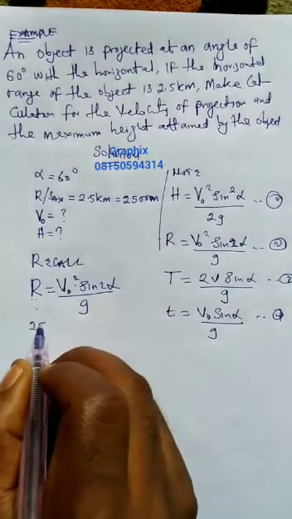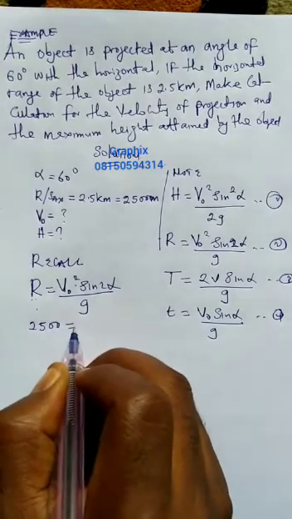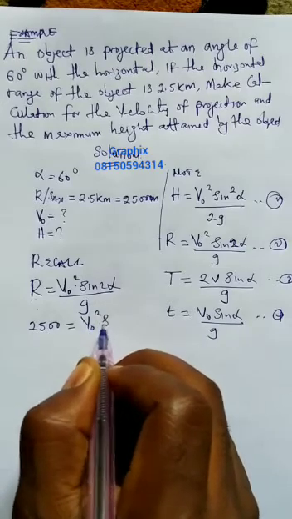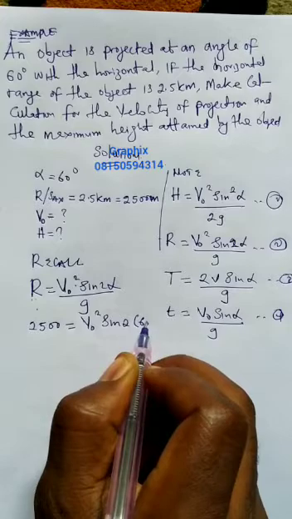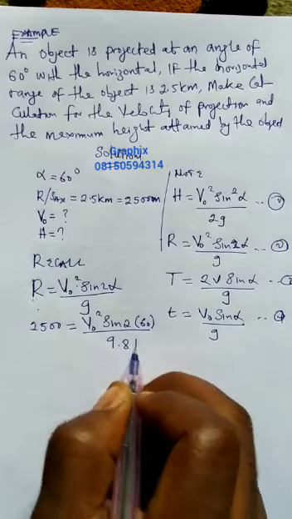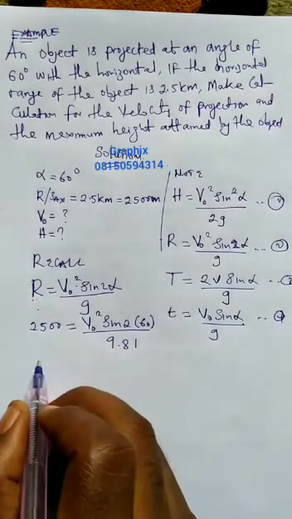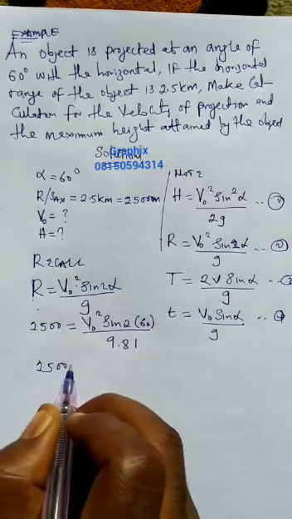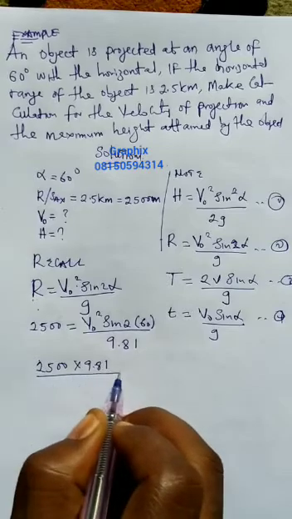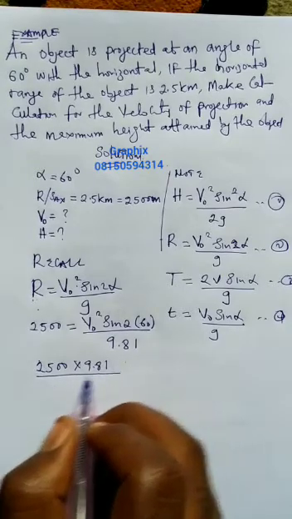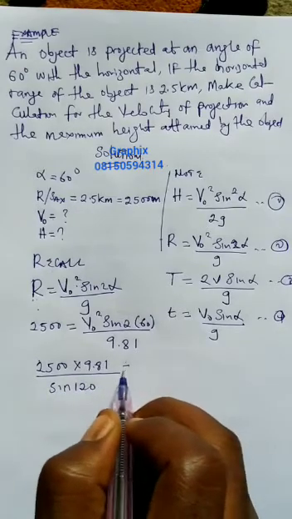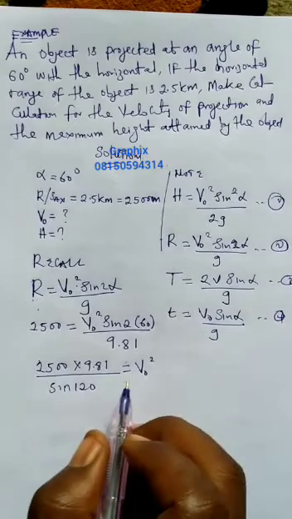Now what is the range? The range is 2,500 equals, the velocity is given as V0 squared, then sine 2 bracket what? Alpha is what? 60. Are you with me? All over 9.81. So if I multiply my 2,500 by 9.81 all over sine 120, that equals V0 squared.